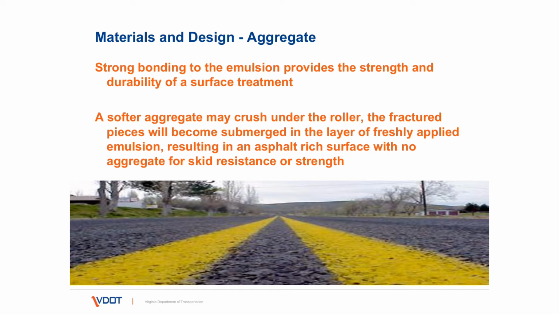Strong bonding to the emulsion provides the strength and durability of a surface treatment. Softer aggregates may crush under the rollers, and when that happens, they can be submerged into the treatment, the volume of the emulsion rises, and you have a bleeding or flushed roadway with asphalt. That does a couple of things. It lowers the skid resistance especially, and can become a dangerous situation.